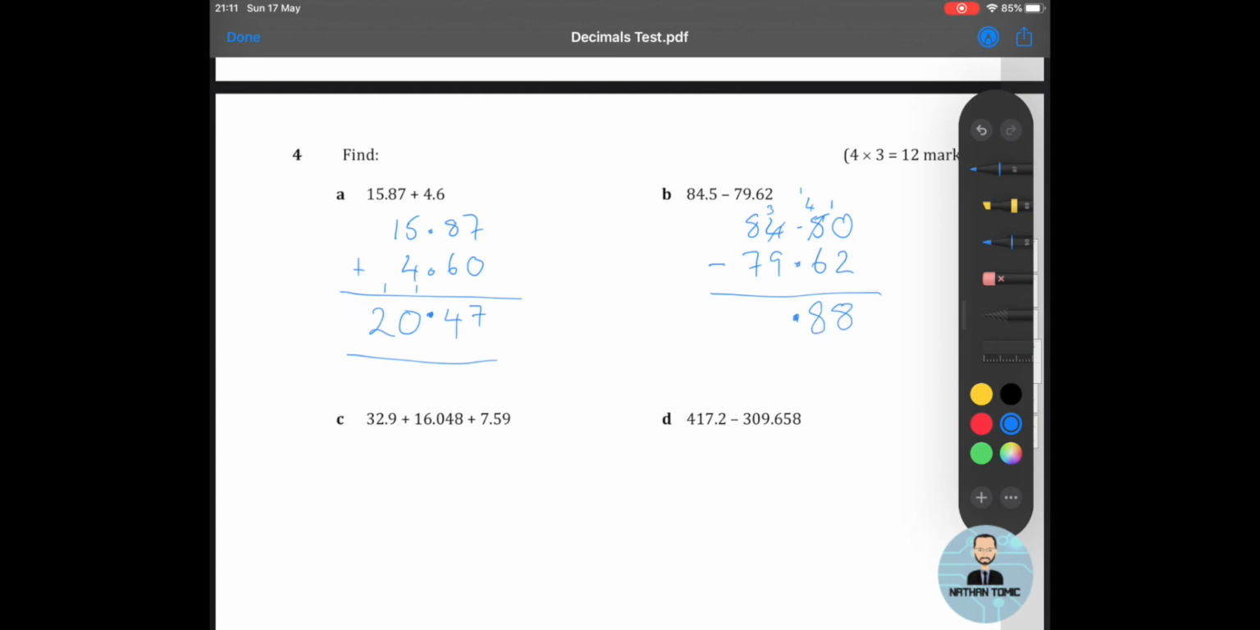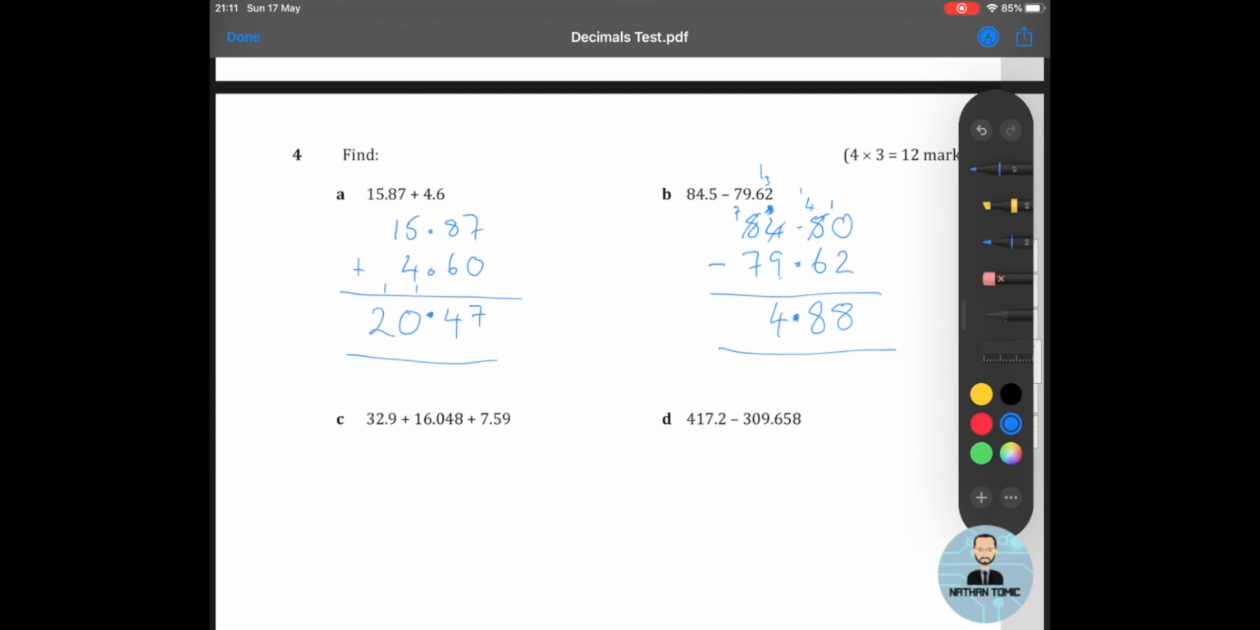Here is our decimal point, keep it lined up. 9 from 3 doesn't work, so that we take from in front again, so that's a 7. Sorry, it's a little bit fiddly here. I'll just write this up here now to make it a bit clearer. So 9 from 13, of course leaves 4 left over, and 7 from 7 leaves nothing. So our final answer is 4.88.